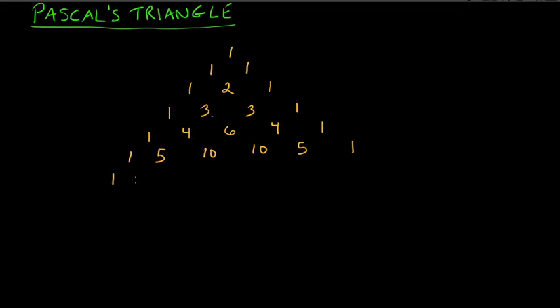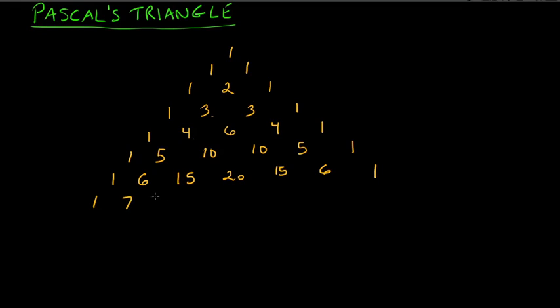Let's do another row. 1 plus 5 is 6. 5 plus 10 is 15. 10 plus 10 is 20. 10 plus 5 is 15 again. And 5 plus 1 is 6. And 1 plus 0 is 1. Oops, that's a little too high here. So I think you get the idea, right? You can always get the next row just by adding the numbers above it.